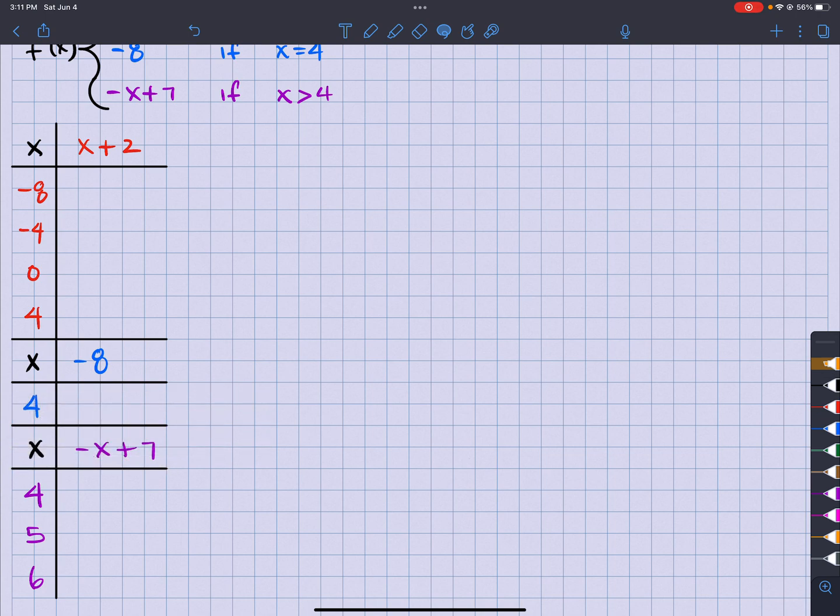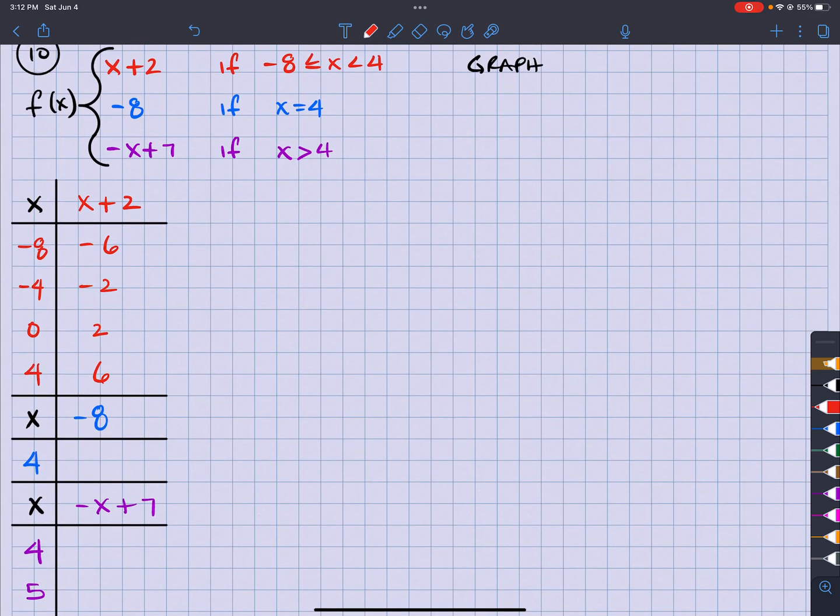Okay? All right. So let's go ahead and look at the red. At -8, it's going to give me a -6. Now notice the red points for the red equation, blue points for the blue equation, and the purple for the purple equation. Okay? All right. So let's go back here. When I plug -4 in, it'll be -4 plus 2 gives me a -2. 0 plus 2 is 2, and 4 plus 2 is 6.